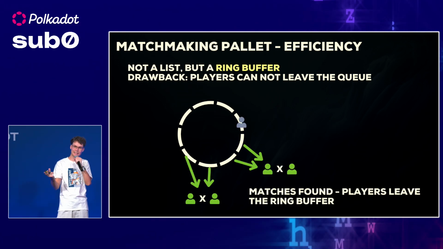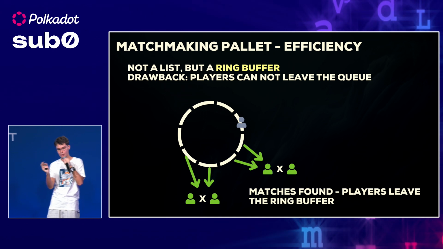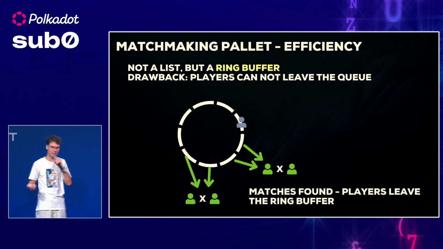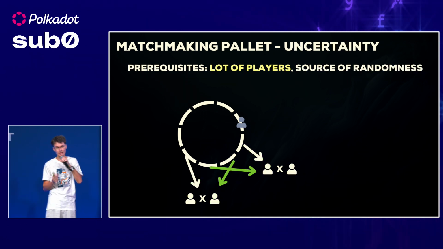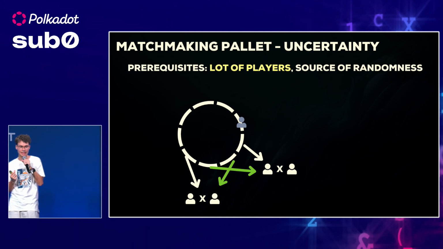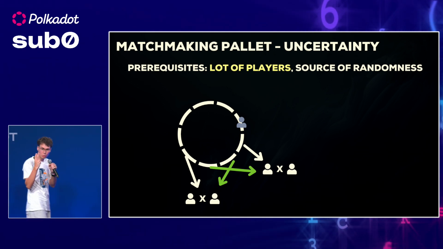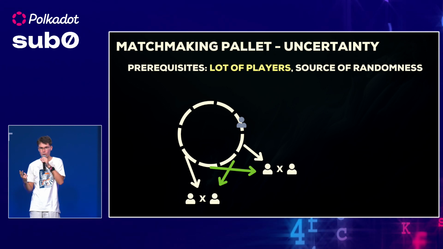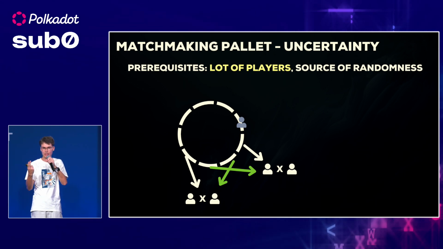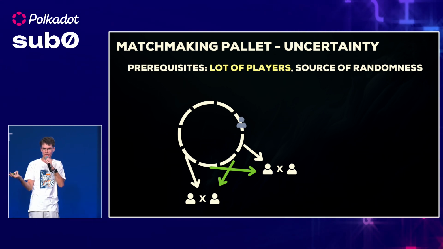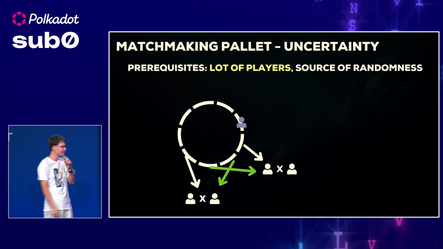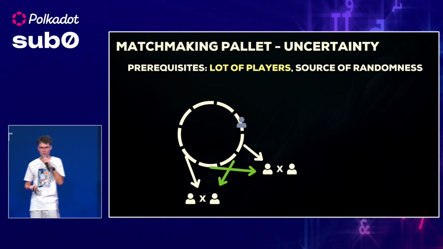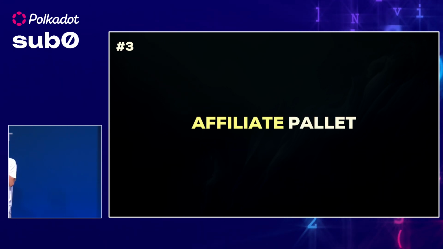The only drawback is that they cannot leave from the middle, but it doesn't matter that much, actually. And then to achieve the uncertainty, you just need 2 of these things. You just need a lot of players, because if you pair only 2 players together, there are no other variations to pair them differently. And you also need a good source of randomness.